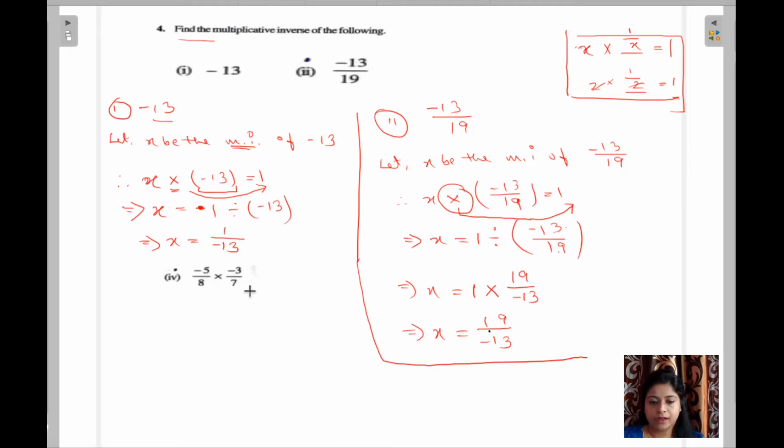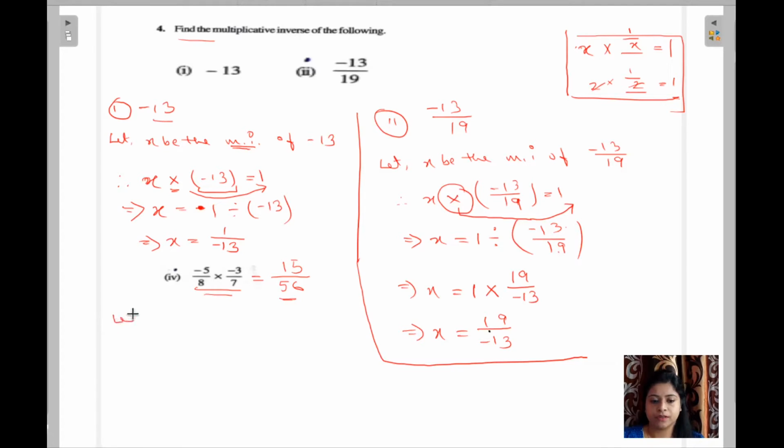Now next is this. Number 4, minus 5 by 8 multiplied by minus 3 by 7. First let us multiply it, or you can do it like this also, but if you multiply it, then also it is correct. So minus 5 multiplied by minus 3, numerator multiplied by numerator: 5 multiplied by 3 is 15. Minus minus will become plus, and 8 into 7 is how much? 56. So we have converted this number to 15 by 56.